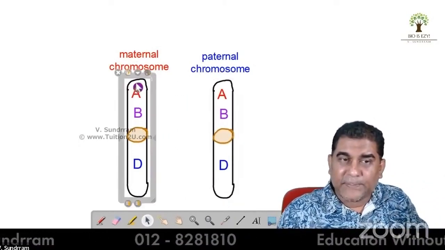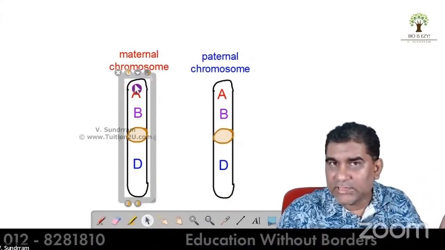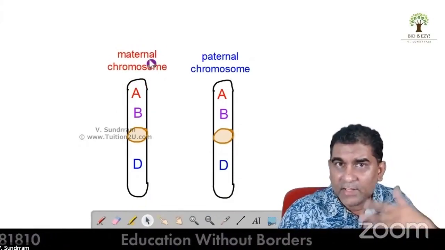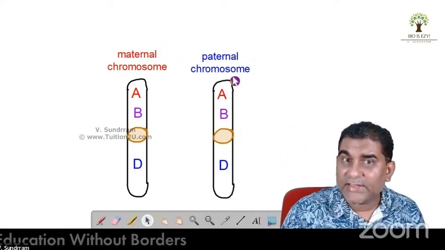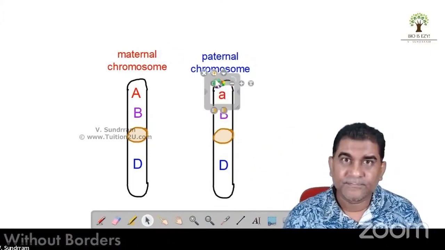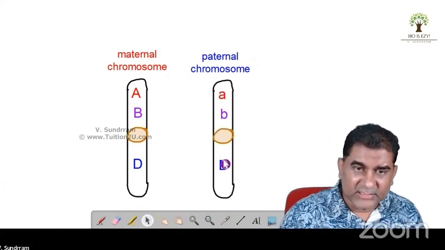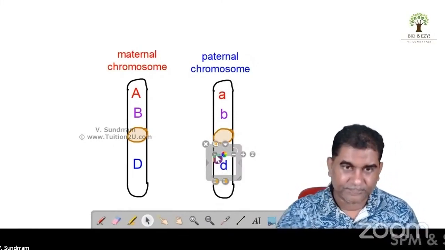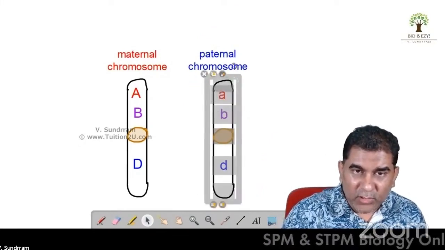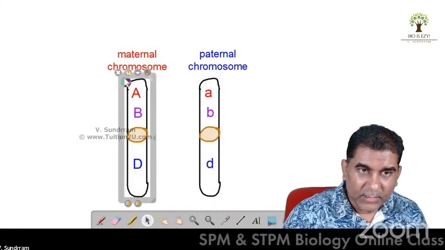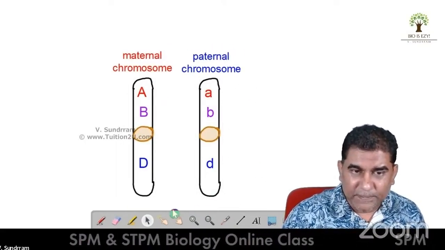Because, let's say, capital A controls curly hair, for example. Maybe mother has curly hair. Father maybe has straight hair. If father has straight hair, he will have a different allele. Father might have small a. Or maybe everything is different. Father's characteristics, mother's characteristics, different. So this is a pair of homologous chromosomes. One is paternal, one is maternal.